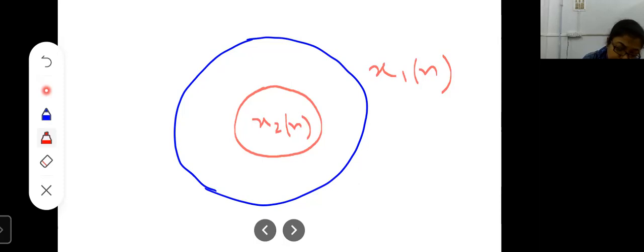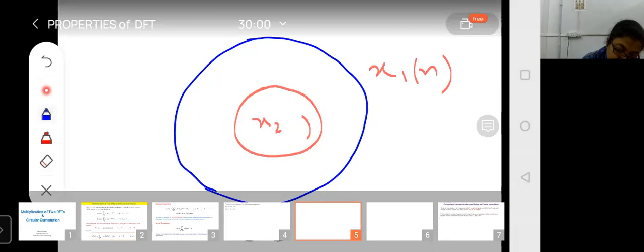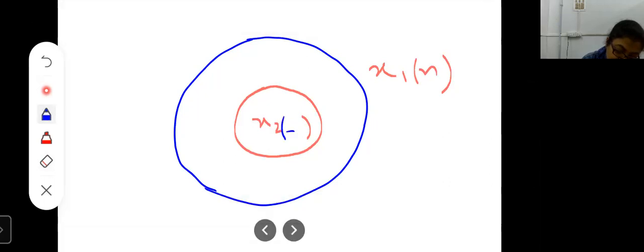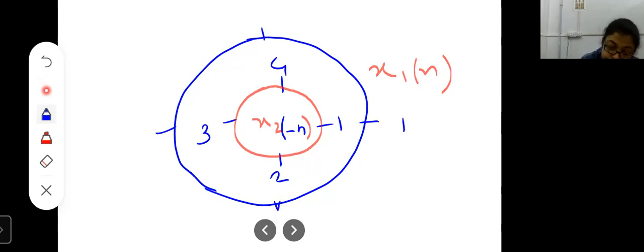So what you have to do here? First you have to find the inverse of this inner circle. So inverse means minus n you have to find. Already you know how we can find this. So just put the value here. The values should be 1, 2, 3 and 4. And here also put the values. So here the values are 1, 0, then this is 2 and this is 0.